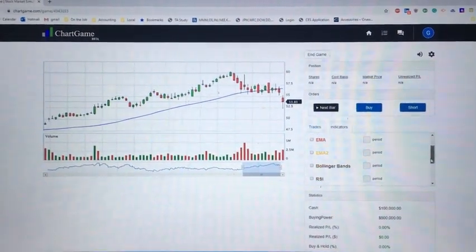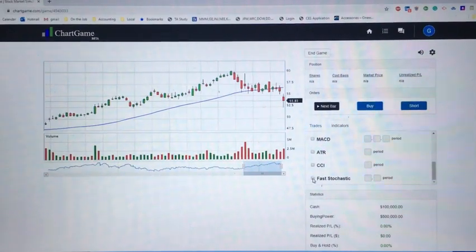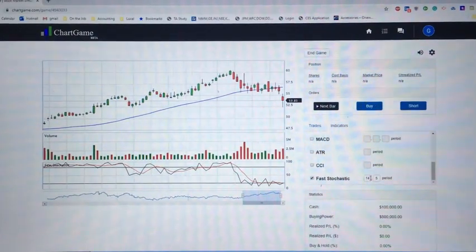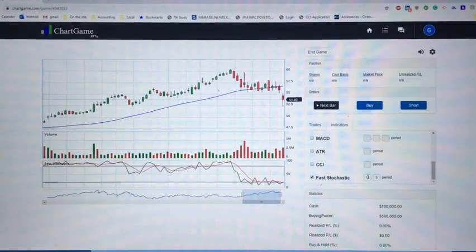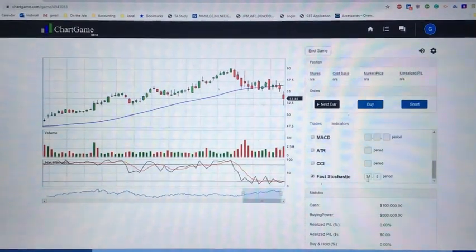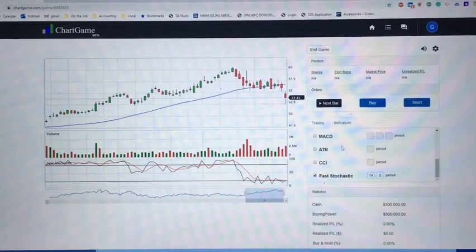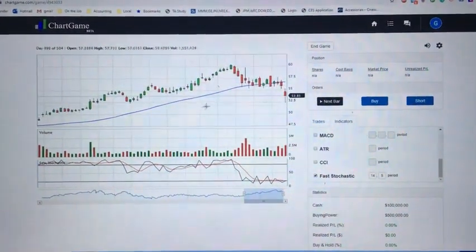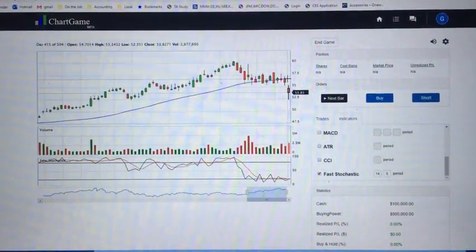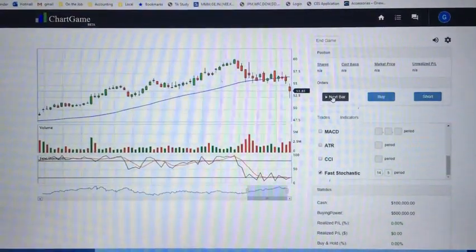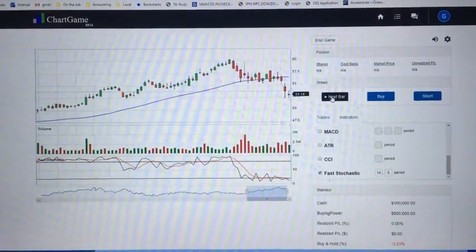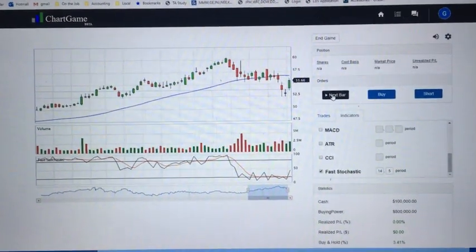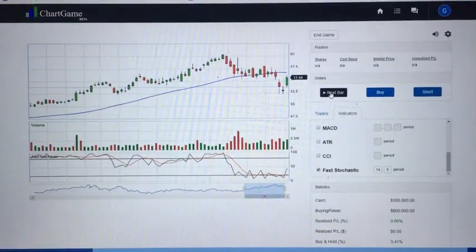So to do that, we're going to come down to the fast stochastic. We'll select that, and we'll change the numbers to be 14 and 5. Now, if 14 and 5 are already typed in, great, but if not, then you just type them in there. Now, here's what we do. Right now, on this particular stock, we recognize that we're below that 40 period moving average. So we're not going to try to initiate any trade. Instead, we're just going to click the next bar button, and it's going to go on little by little, one day at a time, until we see that it actually works its way up above the 40 period moving average.